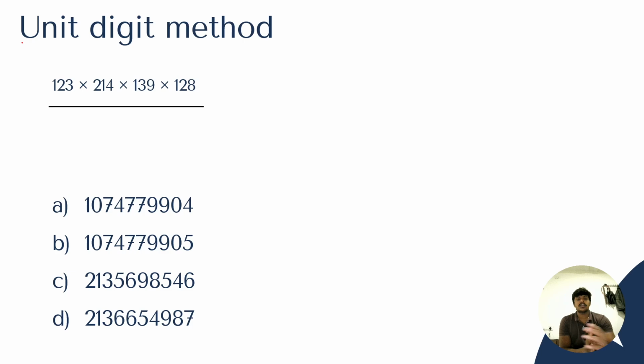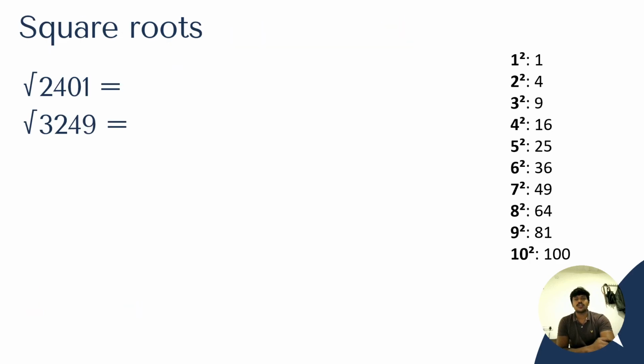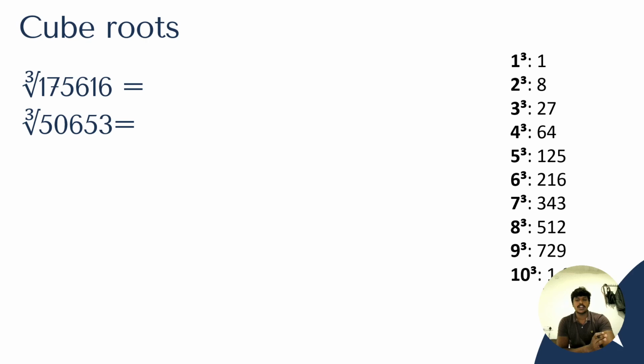Then this kind of calculation comes: you have a very big multiplication, but you do not have enough time to do the actual calculation. Then how are you going to eliminate the options? Sometimes the options have the same last digit several times. So how to avoid that and what to do in those scenarios. At the end of the class, we are going to learn how to calculate square roots and cube roots. With that, we are going to end the video.